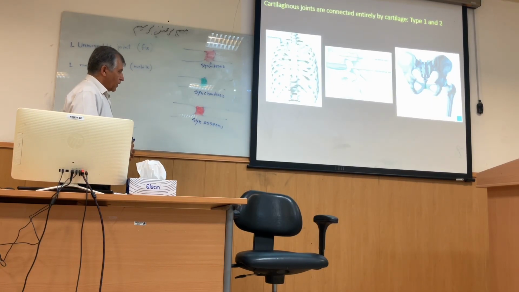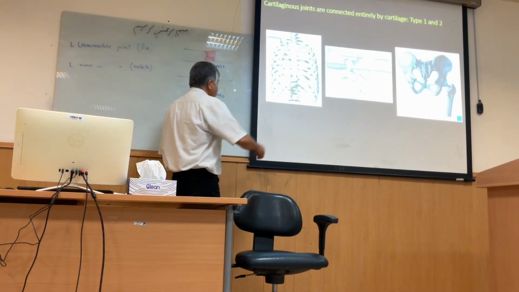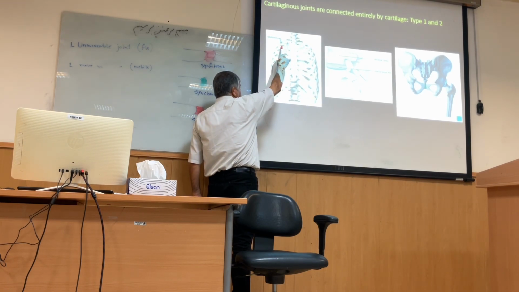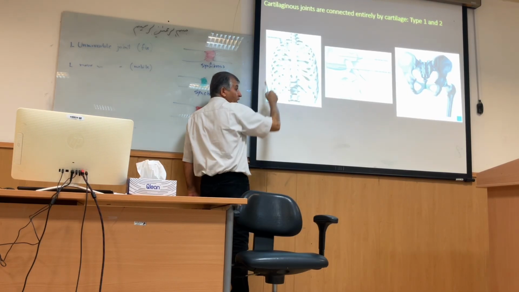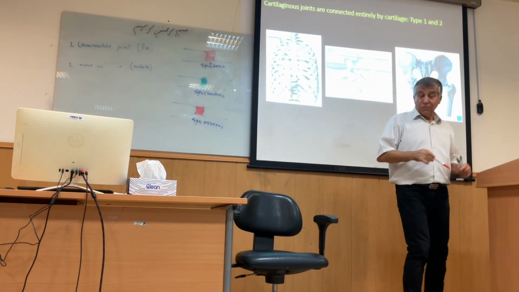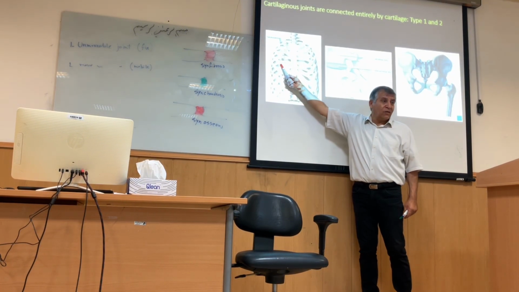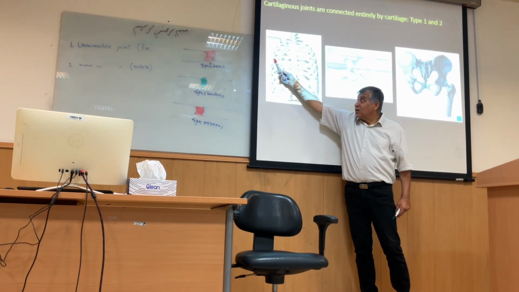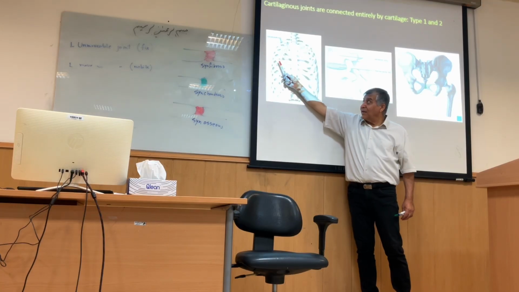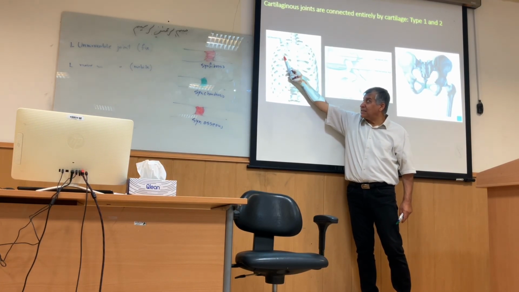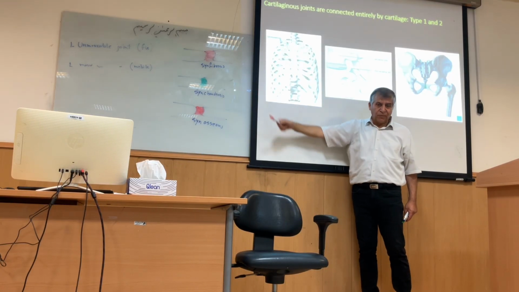Synchondrosis. This joint between rib and rib cartilage is called synchondrosis or chondrosis. There is no difference between rib and cartilage. Okay? Costochondral, rib and cartilage, is a cartilaginous joint.